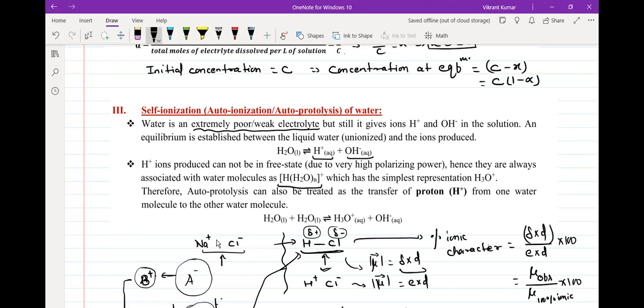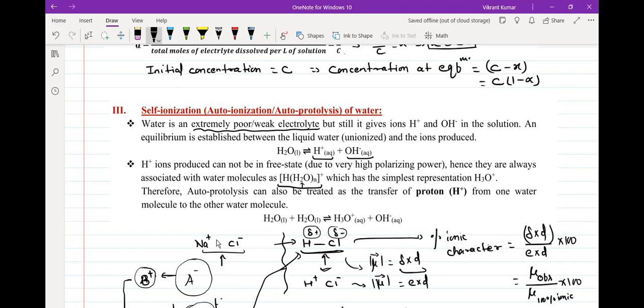Size is very low, so that's why charge upon size is very high, and that's why extent of polarization will be very high. And if it is able to polarize the water molecules around it, it will get associated with those water molecules, है ना? And that's why free H plus doesn't exist in water, and that's why it will always be found to be associated with some water molecules.